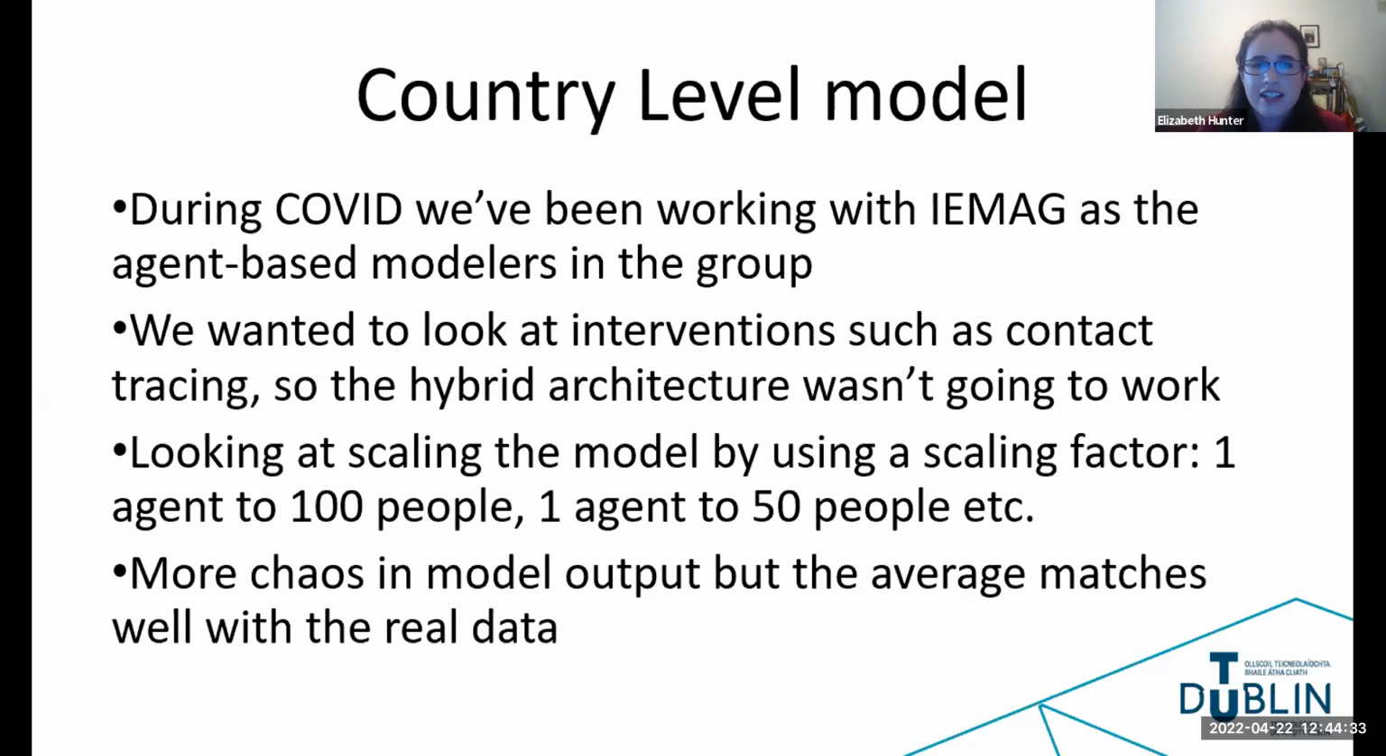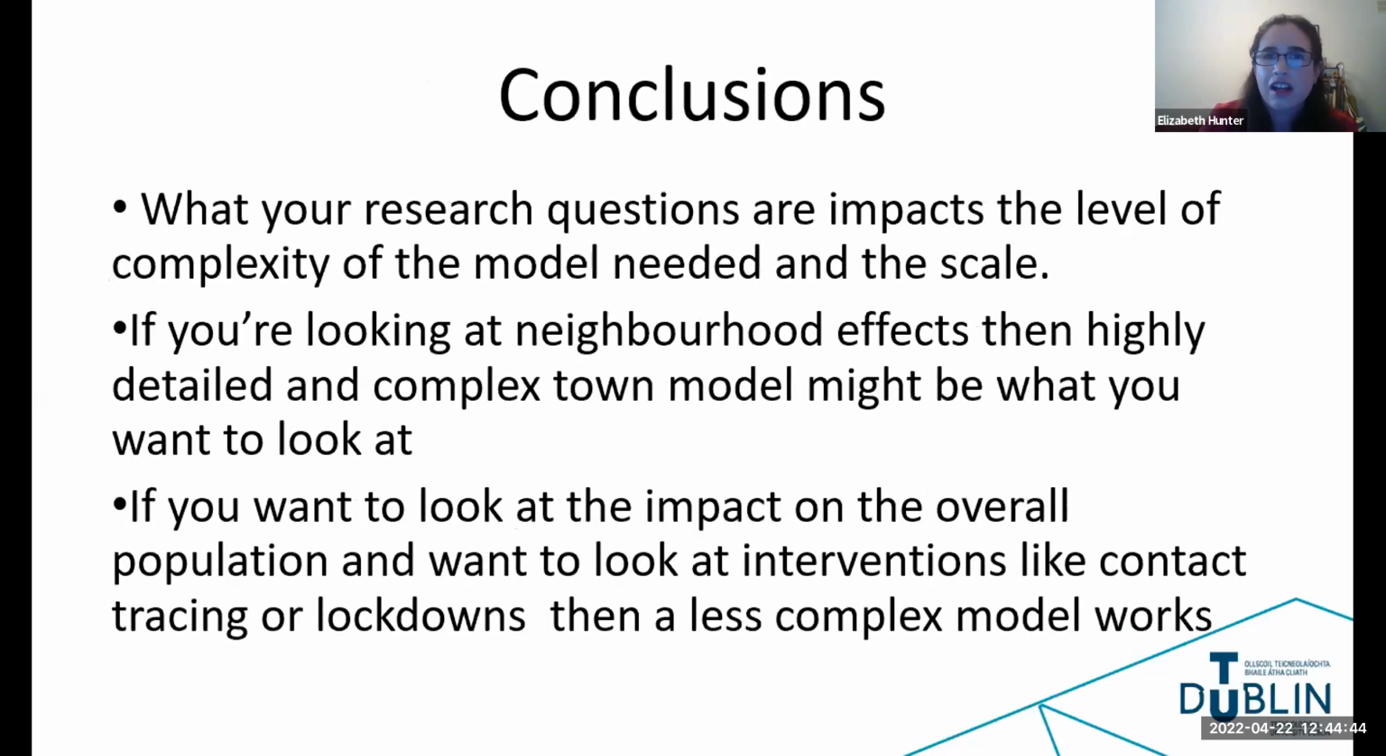So we have this model, and a paper on this is under review right now. If you're interested in the scaling factor, watch out for that, or contact me, and I can make sure to get that to you when it's out.